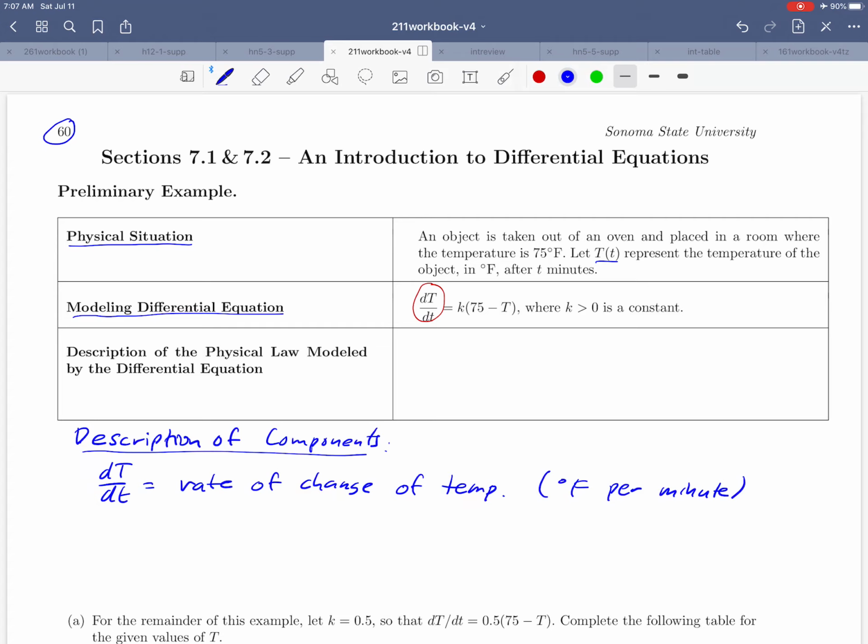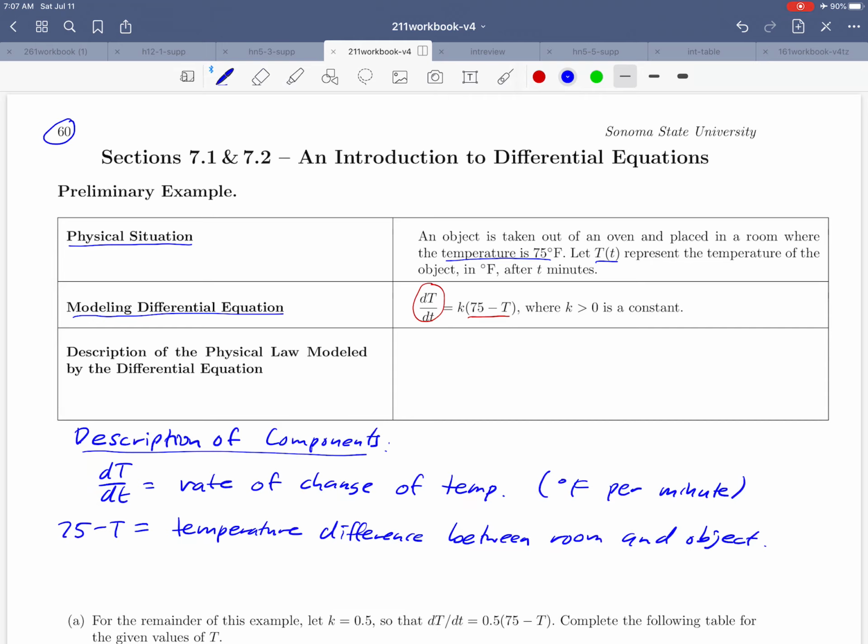And then if you look at the right-hand side, I'm going to ignore the k for the time being and just look at the 75 minus T. Could we describe that in words? Well, what's special about the 75, first of all? That's room temperature, if you look up there. And so 75 minus T you could think of as the difference between room temperature and the temperature of the object, which is capital T. So we'll call this the temperature difference between the room and the object that's cooling.